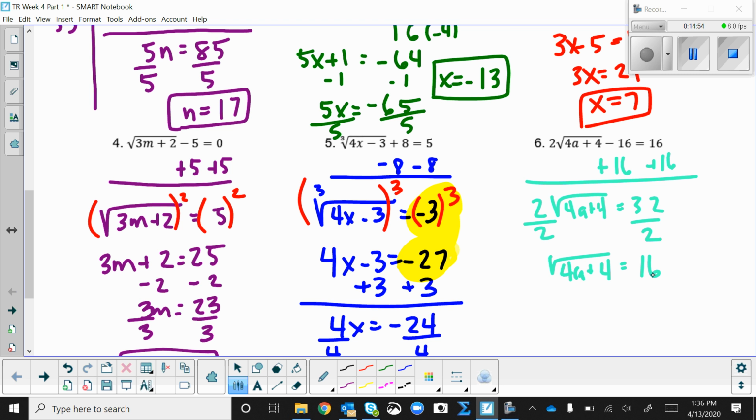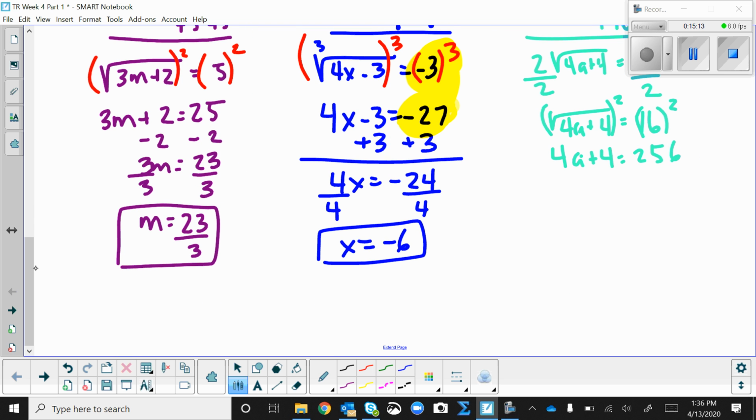So here I have, bless you, babe, the square root of 4a plus 4 equals 16. I will square both sides. Subtract 4. And then divide by 4.